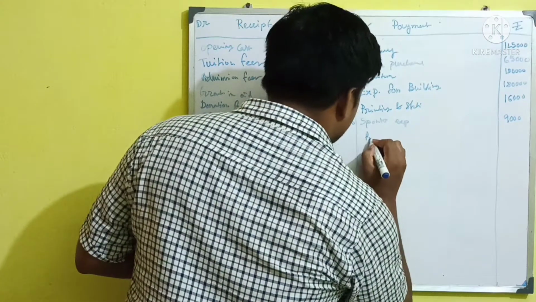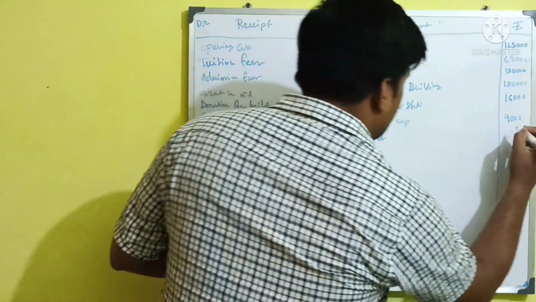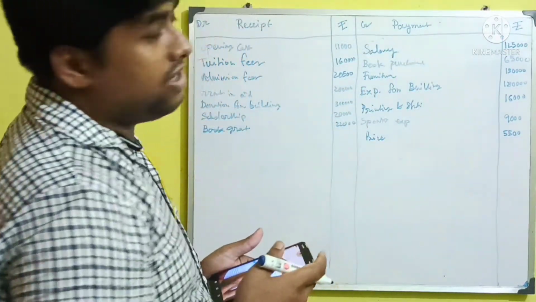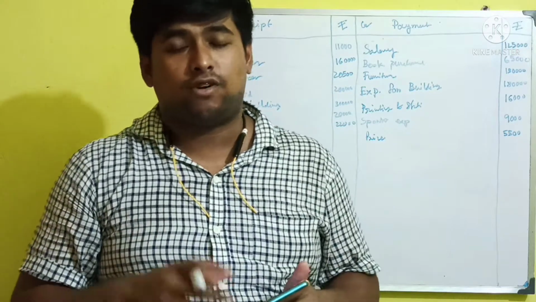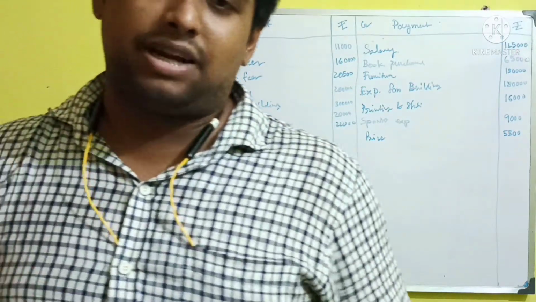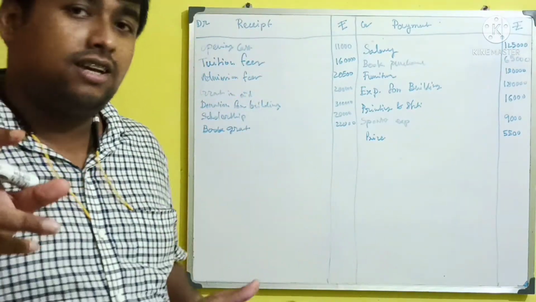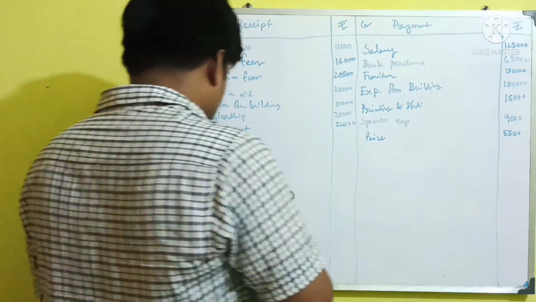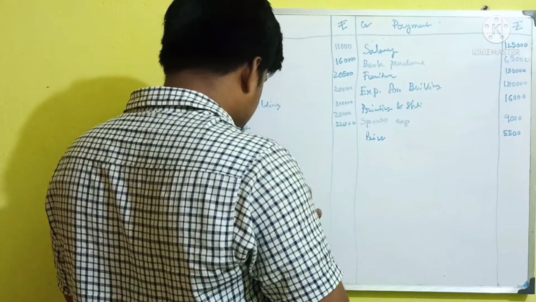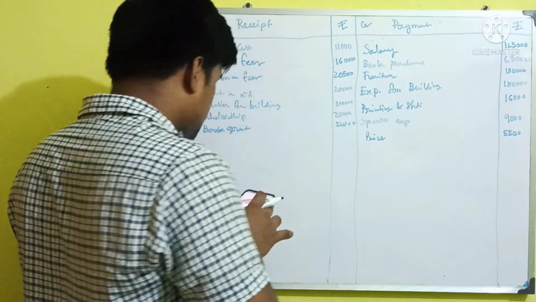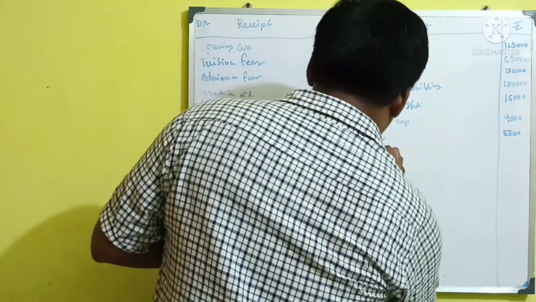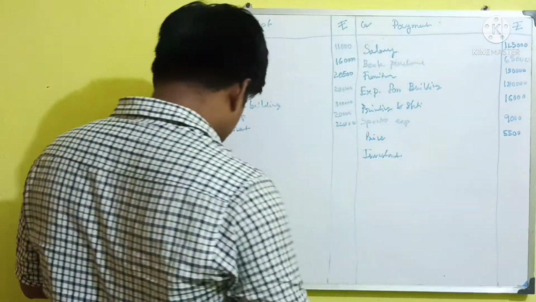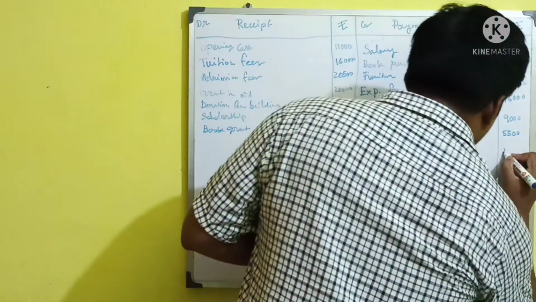Prize, rupees 5,500. Every college organizes sports. For that they purchase some prizes for the students, and the prize cost is a payment entry for the organization or the college. Here also an investment, rupees 2 lakh.